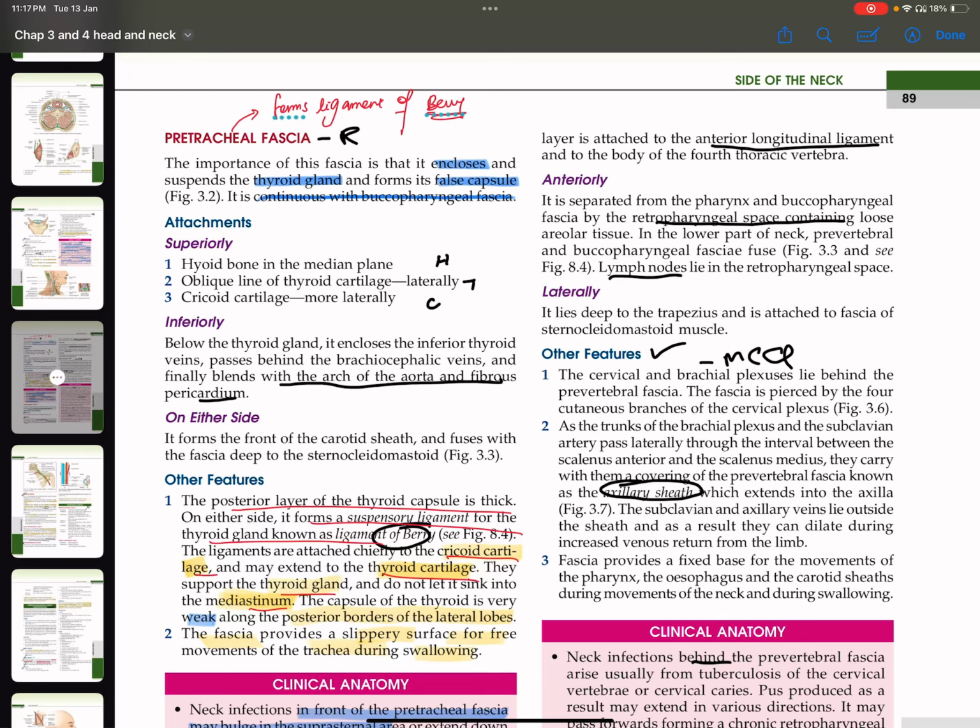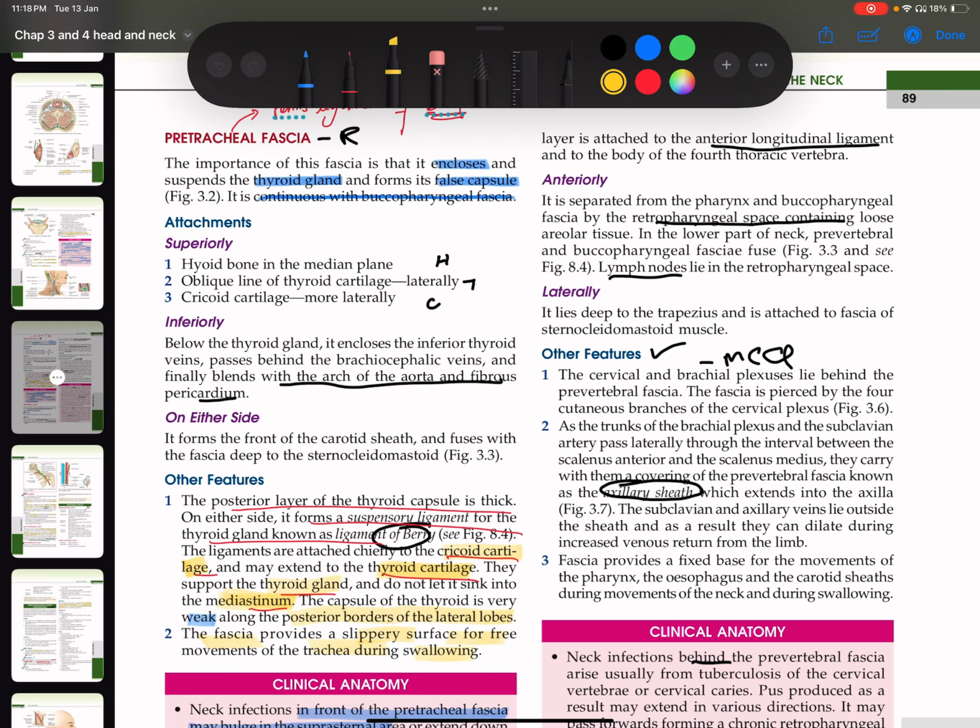Right, so I was telling you about pretracheal fascia. It forms the ligament of Berry that we know, and it forms a false capsule around the thyroid gland. Now, another very important thing: if the question is which fascia blends inferiorly with the arch of aorta and the fibrous pericardium, this is such a fascinating thing. The answer would be pretracheal fascia.